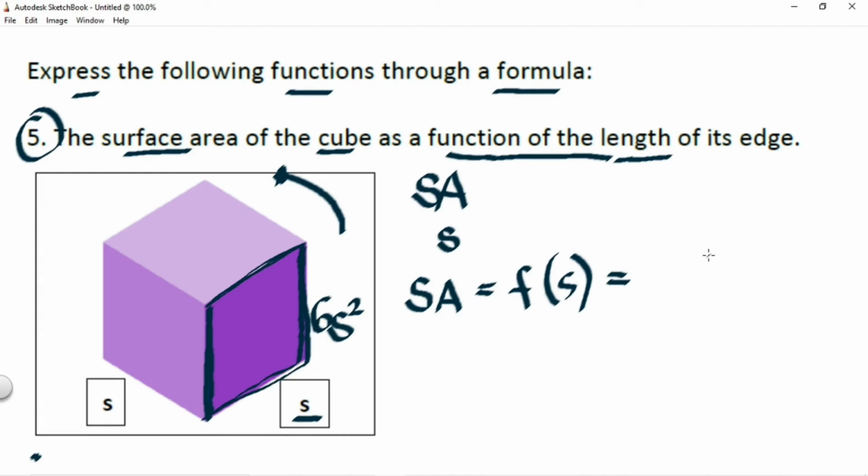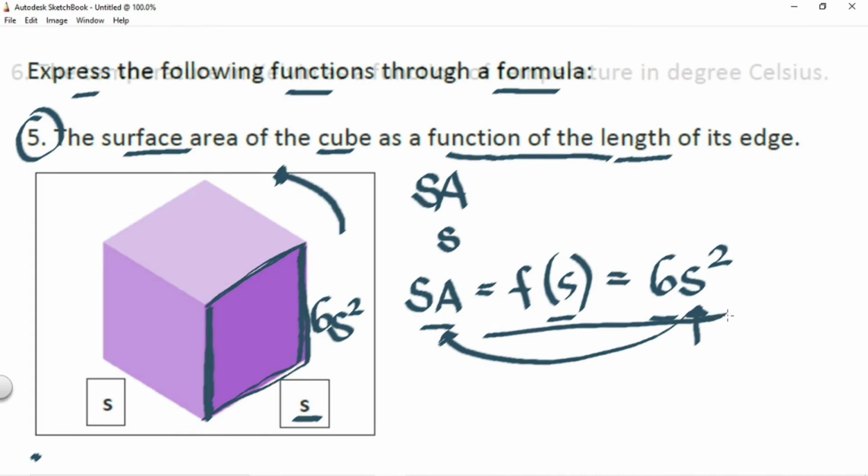And the formula will be the surface area as a function of the length of its edge is equal to 6s raised to 2. This clearly shows that we can assign any value for variable s, which will result in a corresponding value for SA, or the surface area. So this will be our final answer.